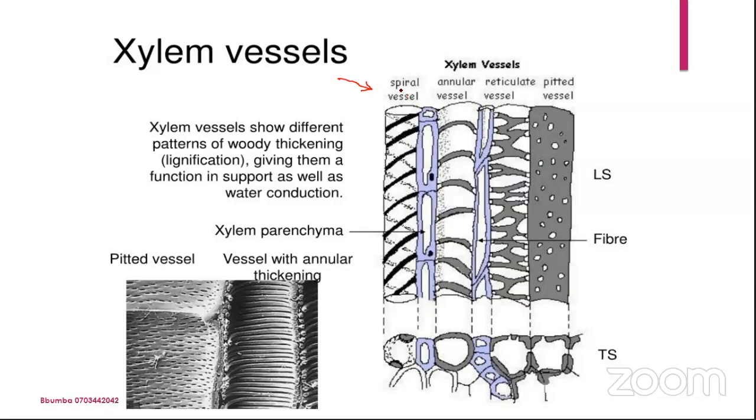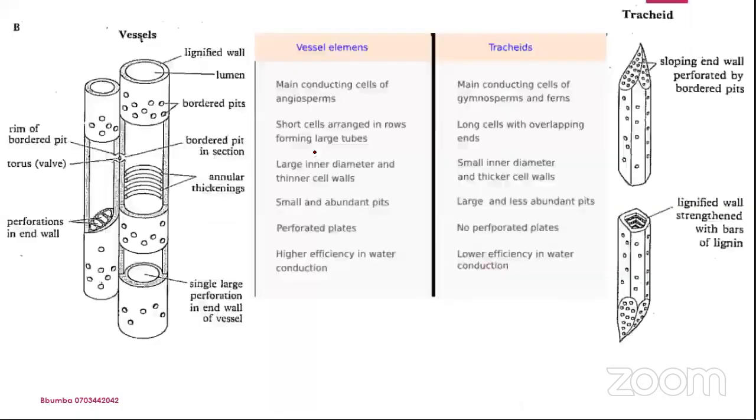So in xylem, we have this spiral thickening. We already looked at it. Spiral thickenings can be single or multiple. We have annular thickenings, we have reticulate, we have pitted. These ones we have already looked at. And then we can also have differences between the xylem vessels and the tracheids.